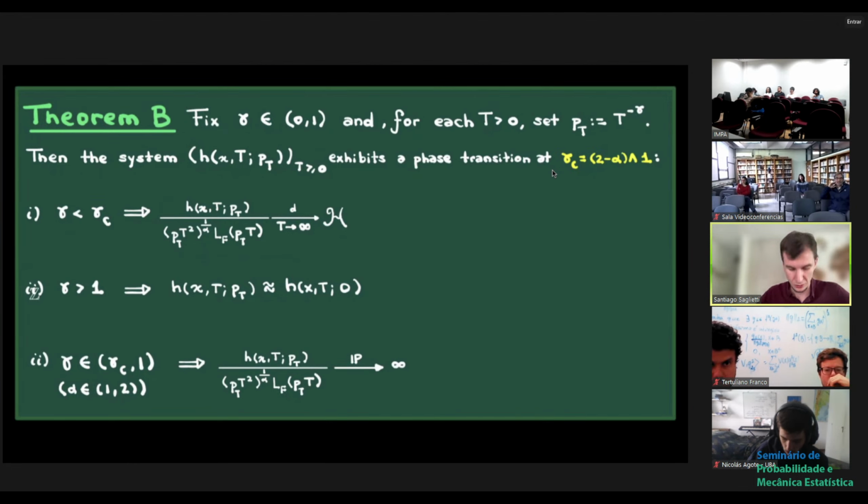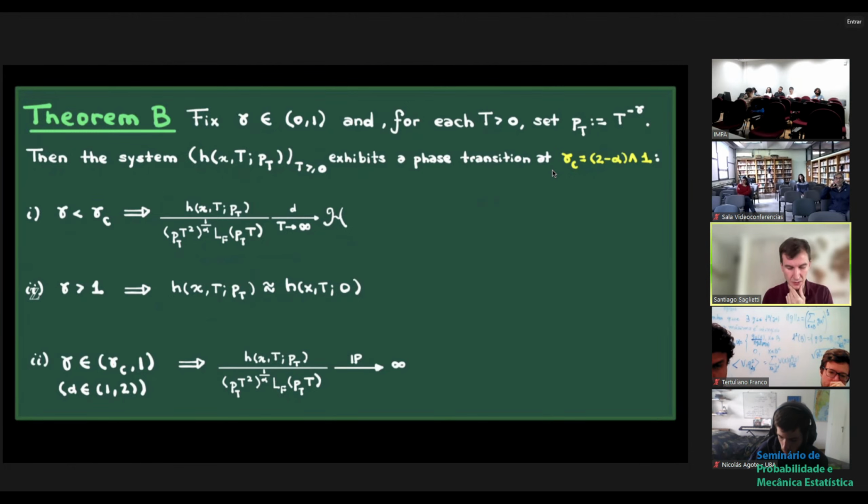Whereas for gamma larger than 1, what we're going to see is that the system behaves like the system without any sticking, like the system for p equals 0. So as soon as pt is much smaller than 1 over t, basically what you see is this random deposition model. It's like the columns were independent somehow. And what happens in between?